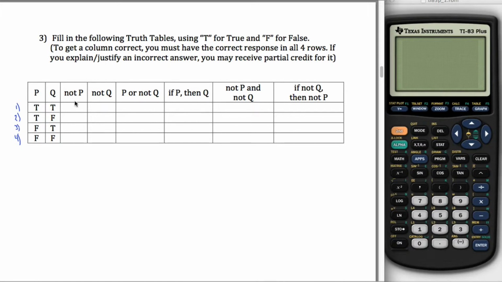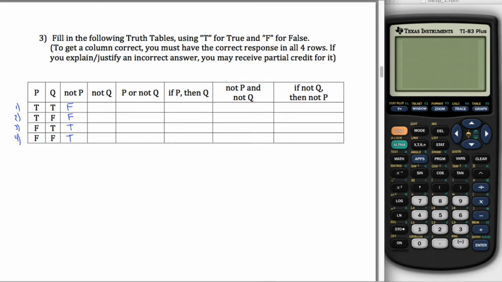First two are relatively straightforward. Most of you guys got these right. Not P. The simple rule there is saying this thing is true if P is not true. In other words, we want the opposite of what P is. So if P is true, I want to put a false right here. P is false, the opposite of false is true, I want to put a true right there.